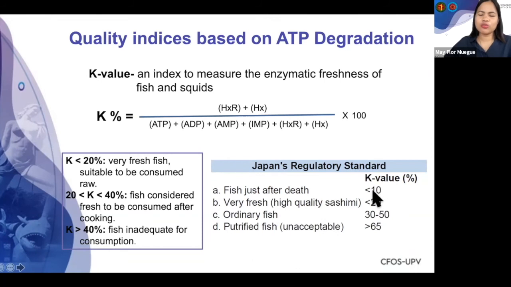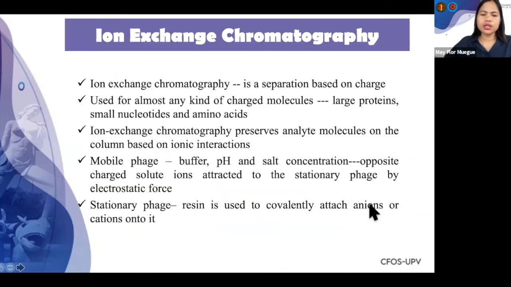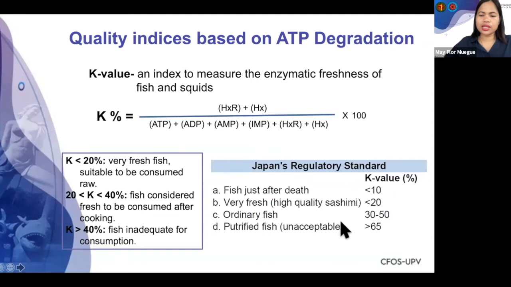So the K value should be less than 10 for a fish that have just died, no? Kamatay lang. Very fresh siya for sashimi grade siya pag less than 20%, pag nasa 30 to 50%, ordinary, medyo stale na siya. Unacceptable na siya kapag above 65%.